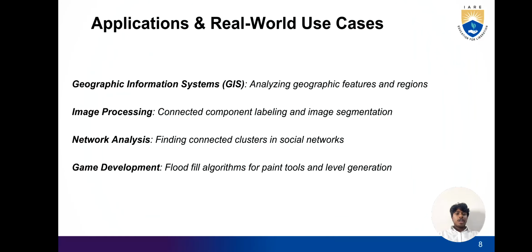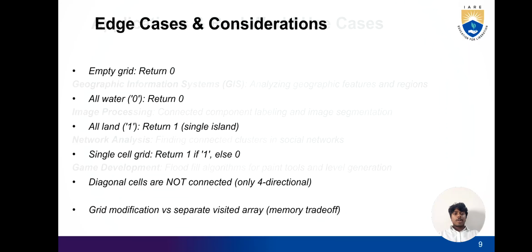The applications and real world uses: it is used in geographic information systems, which is GIS, for analyzing geographic features and regions. We also use it in image processing, connected component labeling and image segmentation, and in network analysis, finding connected clusters in social networks across the globe. It is very useful in network analysis as well, and also in game development, flood fill algorithm for paint tools and level generation. And move on to the next slide.